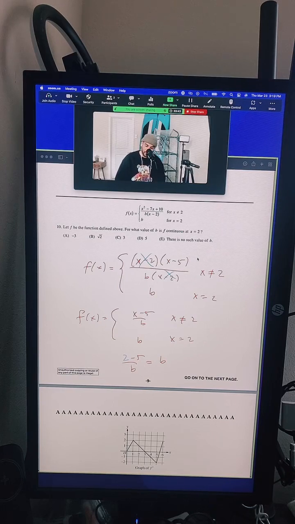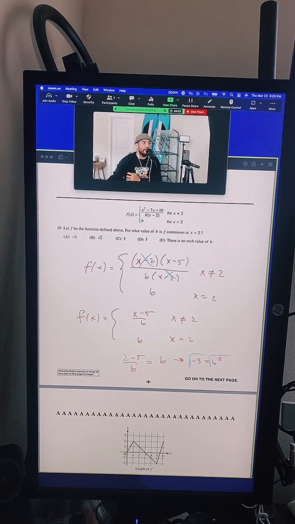Okay? So we're going to multiply the b to the other side, so we get negative 3 is equal to b squared. But then look at this, we run into an issue. If we take the square root to solve for b, we get the square root of negative 3. Just doesn't work. So there is no such value for this. So our answer is going to be E, but we have the right idea.